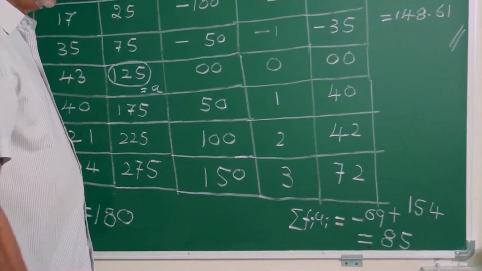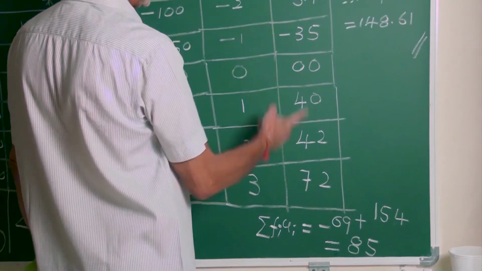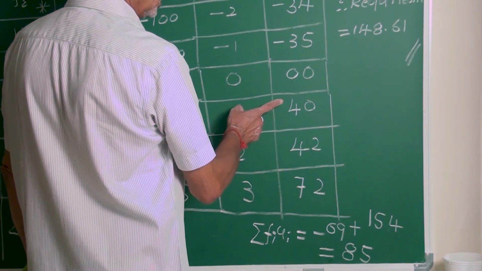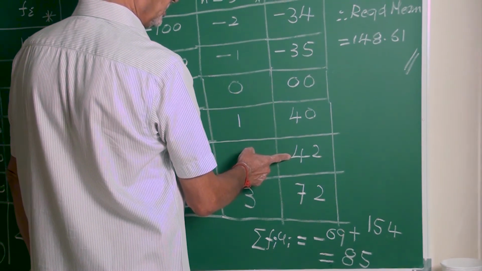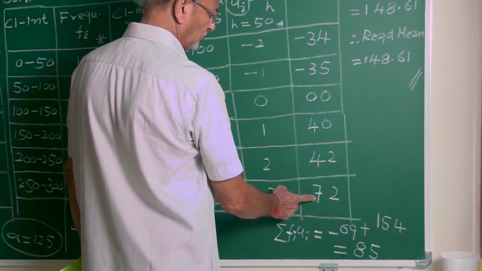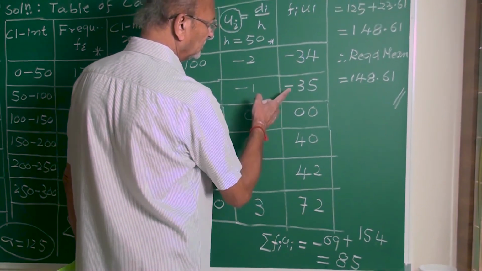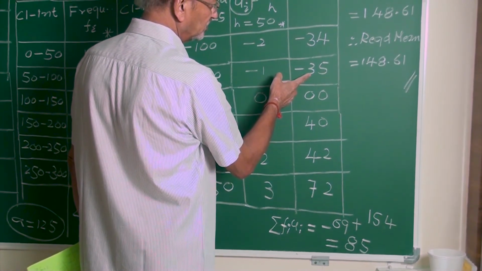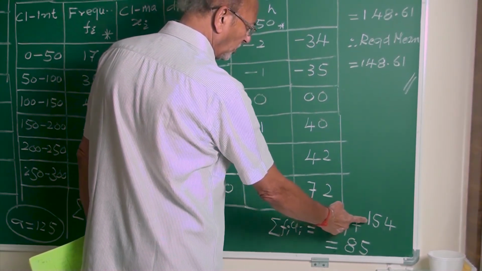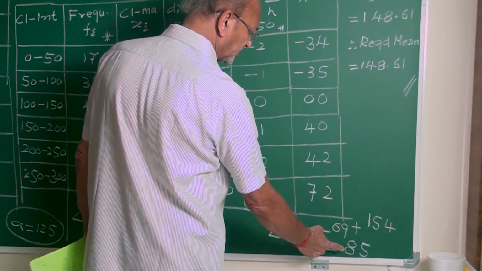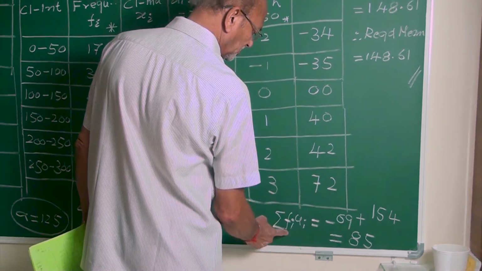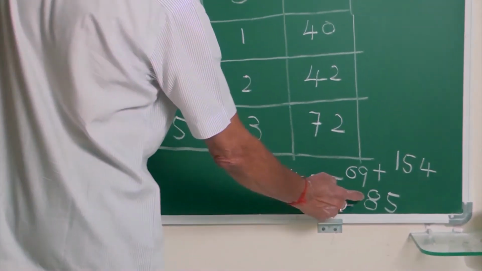Then sigma Fi Ui, this last column: 2 plus 2, 4, 4 plus 4, 8, 8 plus 7, 154 with a plus sign. This is with a minus sign. Minus 34, 35 is minus 69. 154 minus 69 is 85, my friends. After simplification, sigma Fi Ui is 85.